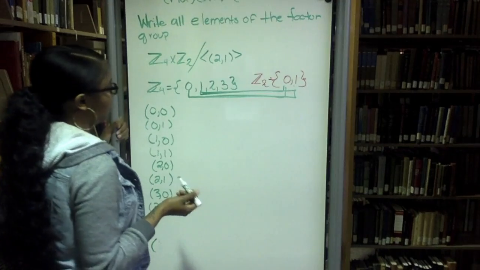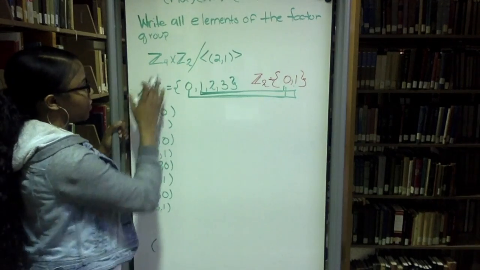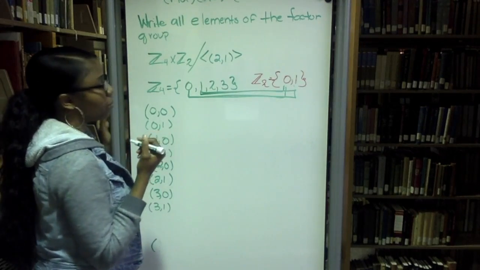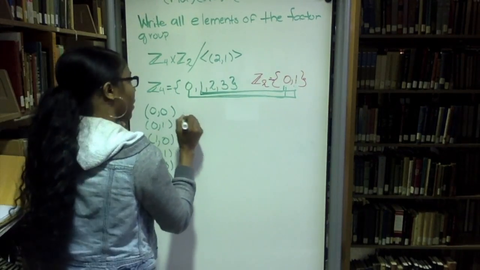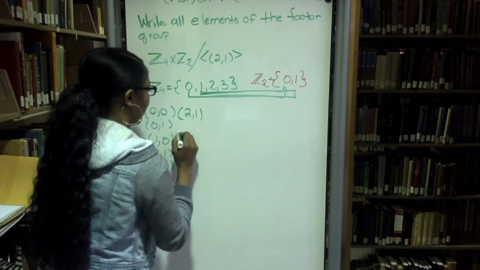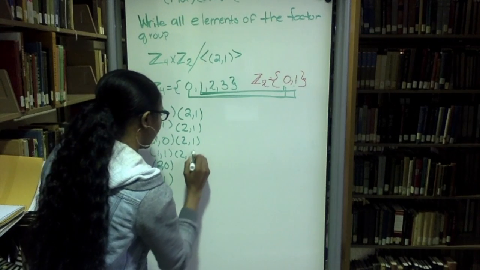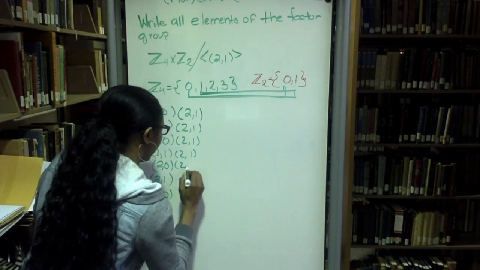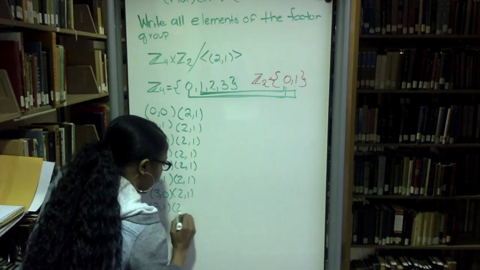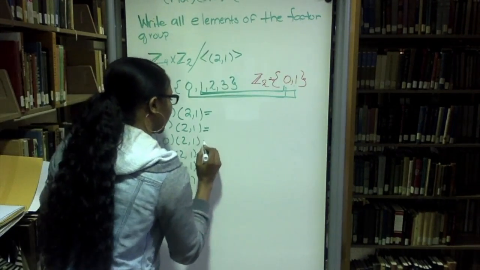If you notice, the elements a are coming from Z4, and b is coming from Z2. Now we can put our H into play. Our H is 2, 1. We're going to write this all the way down, right next to our Z4 cross Z2. Once we have that written down, now we can do some algebra.